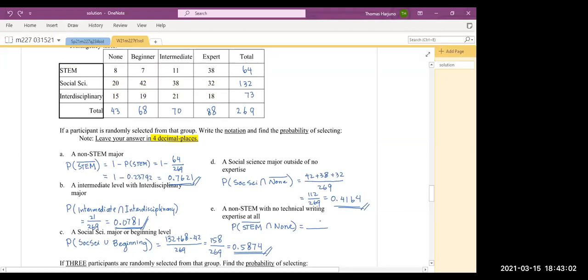20 plus 15. But don't forget to always divide by the 269, because you cannot say 20 plus 15 equals something more than 1. Probability cannot be more than 1. So that's 35 over 269. What's that in 4 decimal places? That's 0.1301.